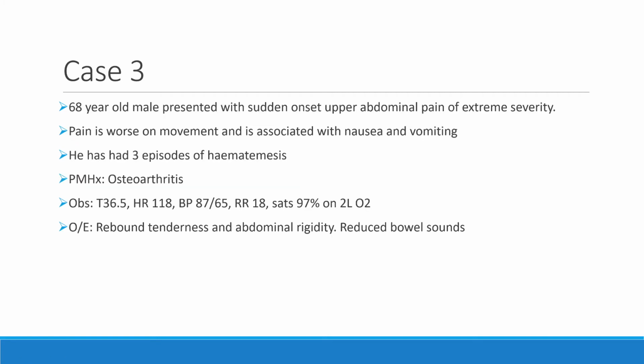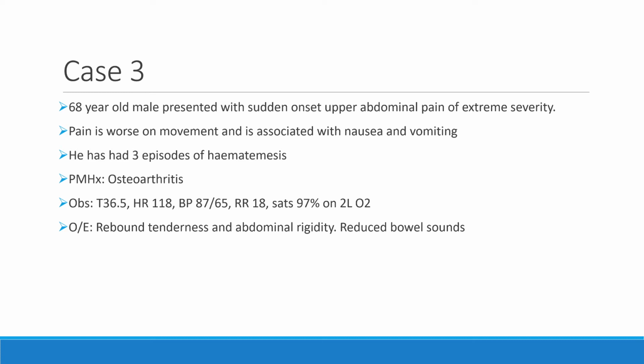So case 3, a 68-year-old male came in with upper abdominal pain of extreme severity. Pain is worse on movement and associated with nausea and vomiting. Has had 3 episodes of hematemesis. He's got a background of osteoarthritis. In terms of observations, he's apyrexial but tachycardic and hypotensive. Respiratory rate is raised, and he's also got a saturation of 97 on 2 liters of oxygen.